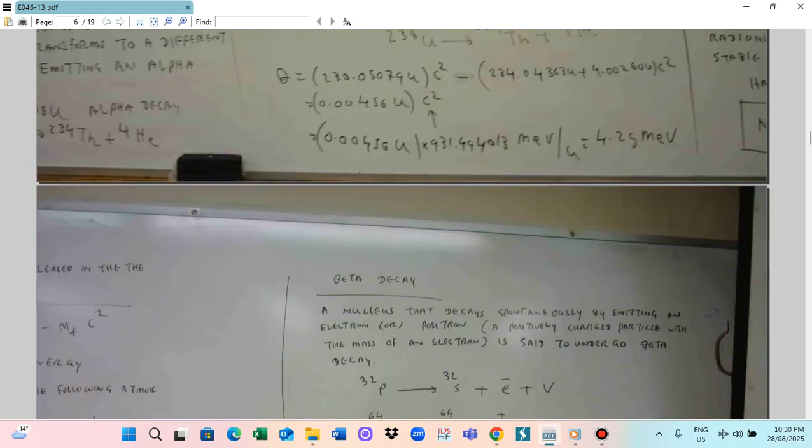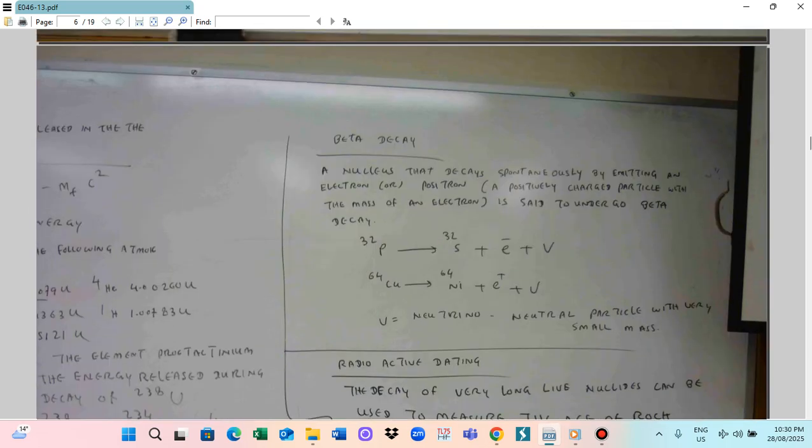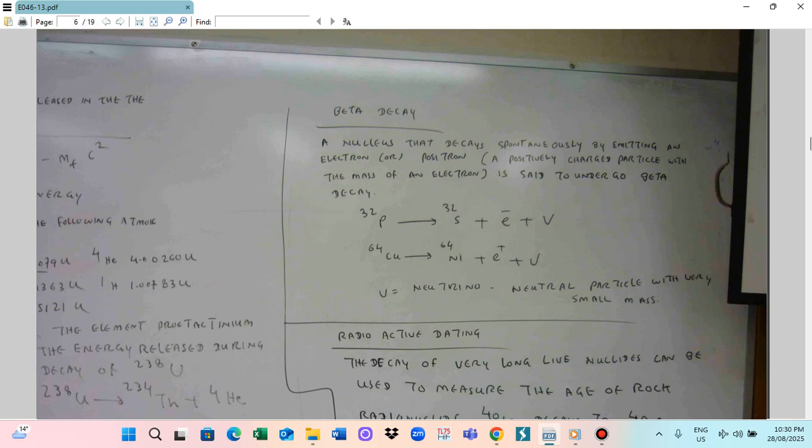What is beta decay? Beta decay means that it can emit an electron or a positron. A positron is a positively charged particle. When positively charged particles or electrons are emitted from the nucleus, this is called beta decay. So there are two kinds of decay. One is alpha decay, which emits an alpha particle. Beta decay emits an electron or positron. So two kinds of decaying happen for the nucleus.